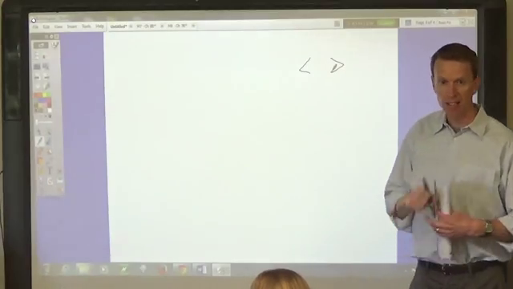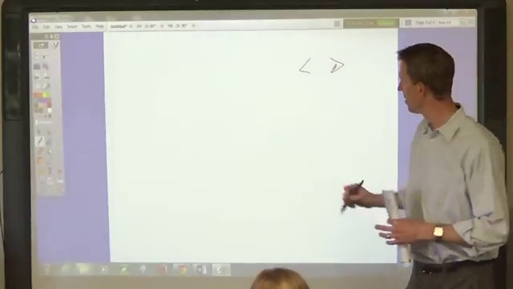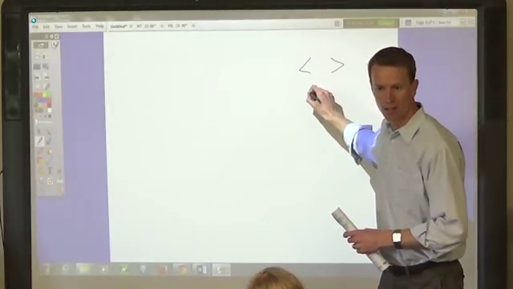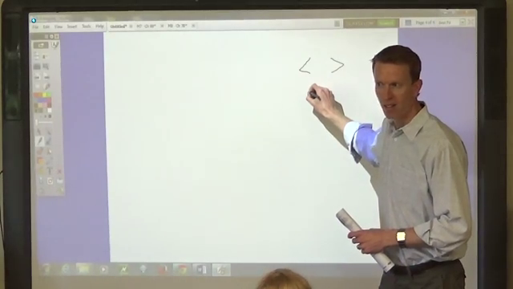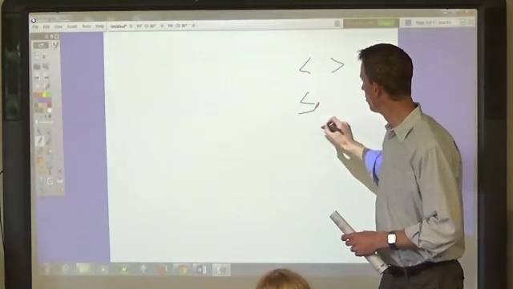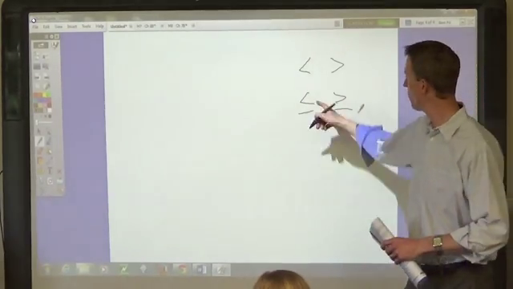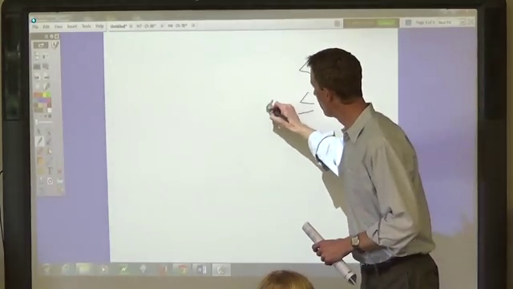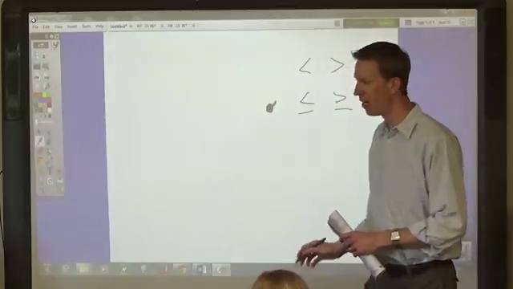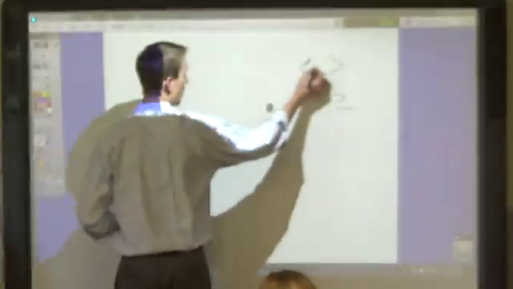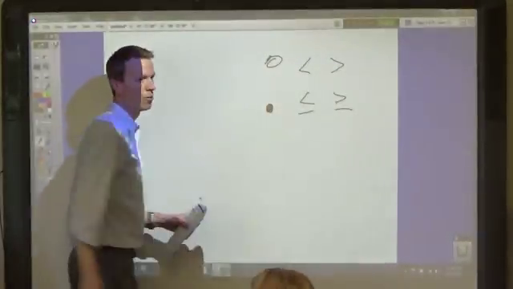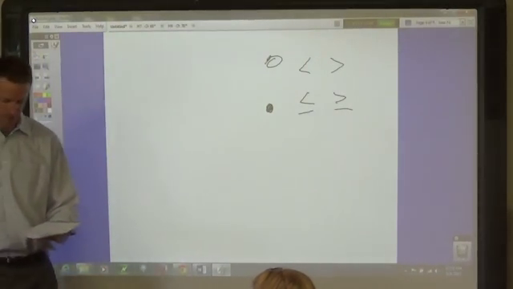If it has a solid dot or a filled in dot, then that goes with the less than or equal to, greater than or equal to sign. If we have either of these signs, use a filled in dot to mark it on the number line. If it has either of these two, you mark it with an open dot.